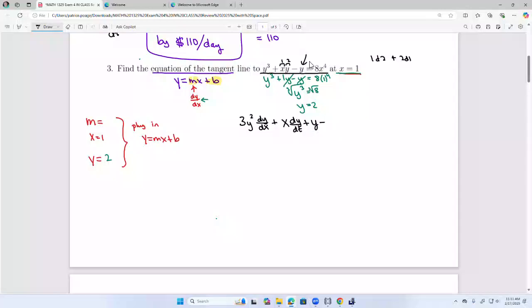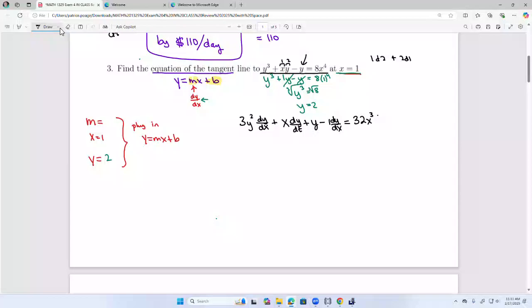Minus, and I'm right here now, the derivative of y is 1 dy dx, and I just took the derivative of y with respect to x. Again, you don't have to write 1 times that, but you can. Equals the derivative of 8x to the 4th, which is 32x cubed dx dx, which we don't have to write. So that is my implicit differentiation right there. I just took the derivative of everything with respect to x.